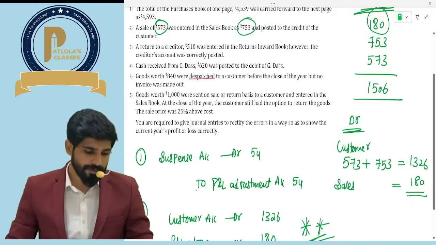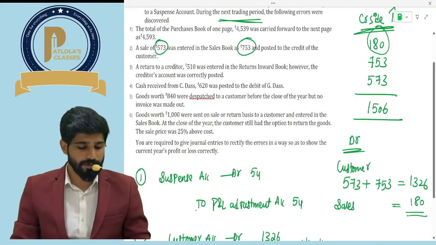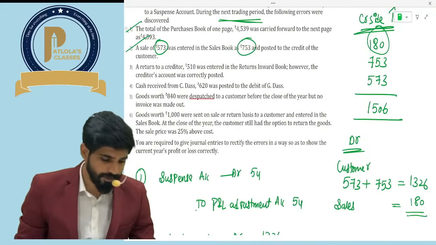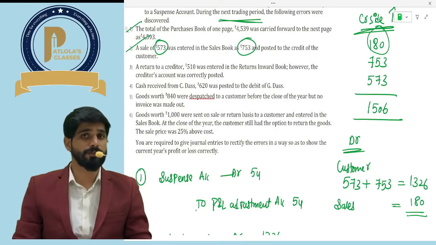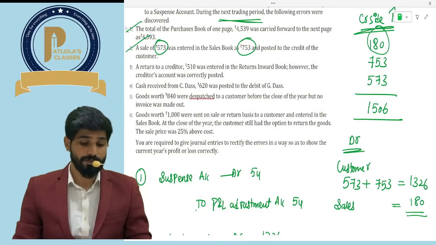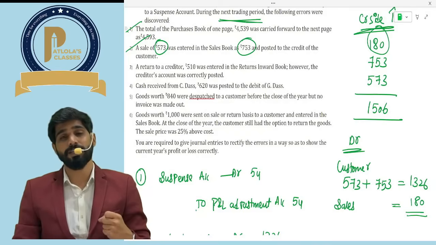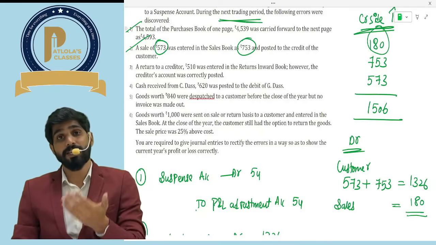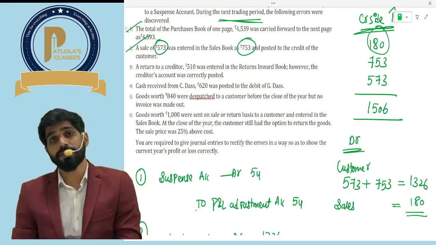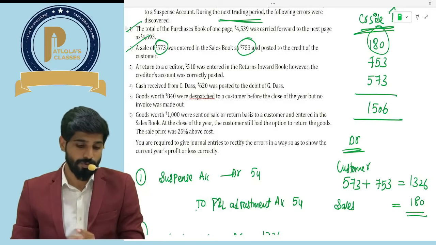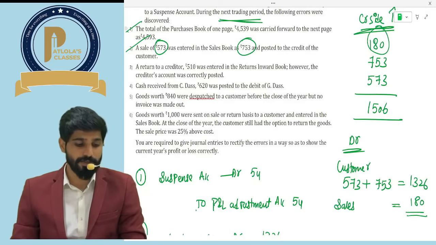Okay, come to the third one. Coming to the third one, we are done with first and second one. Please come to the third one. A return to a creditor. Sir, return to a creditor means purchase returns. 510 was entered in return inwards. Guys, return inwards is a sales returns. Instead of recording it as purchase returns, you have recorded it as sales returns. So the mistake is that, however, the creditor account is correctly posted.